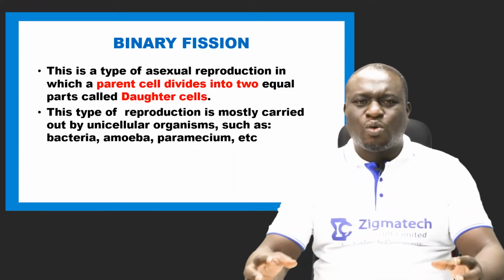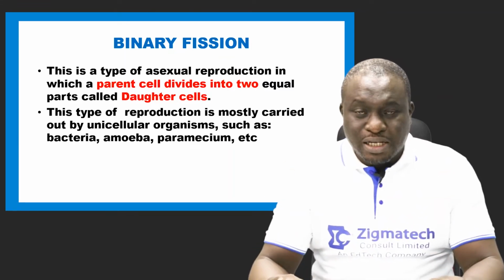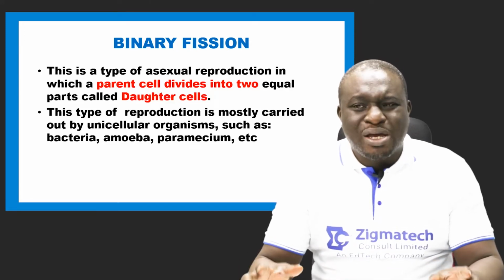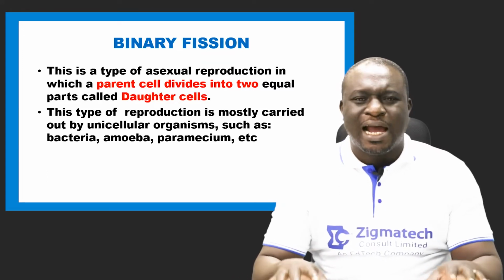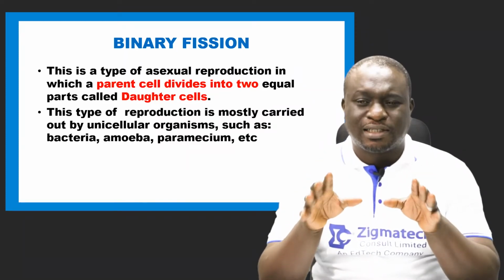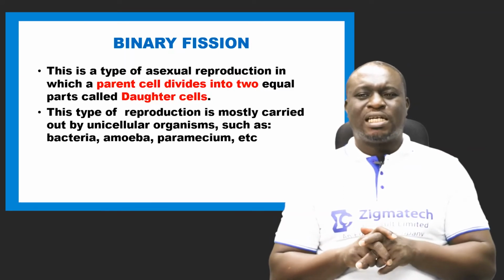Now, these 2 equal parts are what we call daughter cells. I repeat, this is a type of asexual reproduction in which a parent cell divides into 2 equal parts, and these 2 equal parts are referred to as daughter cells. Now, binary fission is a type of reproduction.